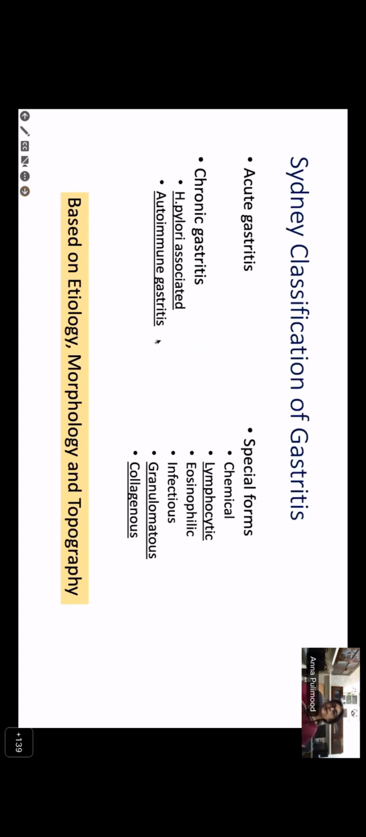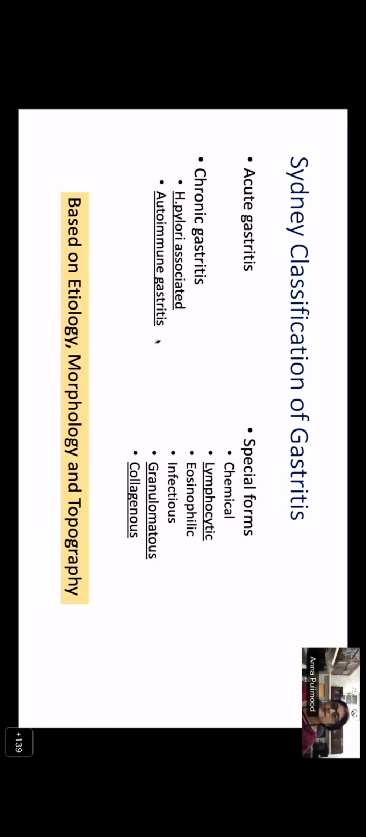Okay, so to summarize what we have learned today, we learned the classification of gastritis. We learned that gastritis can be acute or chronic, and there can be special forms of gastritis. We saw a small image of H. pylori associated acute gastritis, in which there are no chronic inflammatory cells, no plasma cells, no lymphocytes. Whereas chronic gastritis, the classical forms, H. pylori associated and autoimmune gastritis, are always associated with chronic inflammation, increase in plasma cells and lymphocytes. Okay, that is chronic gastritis.